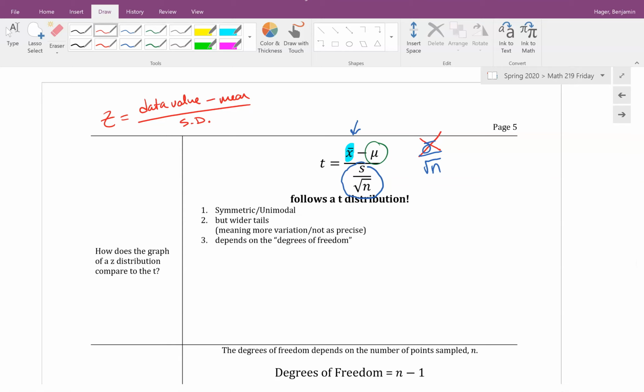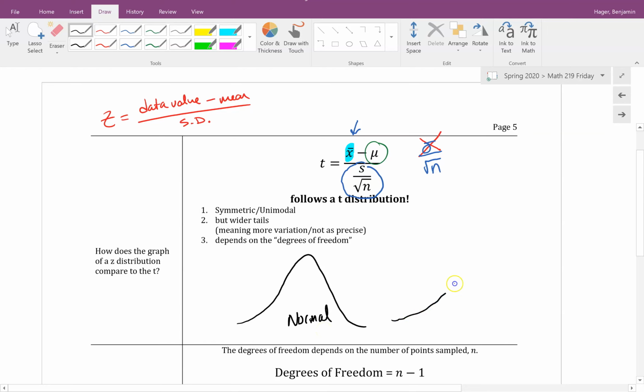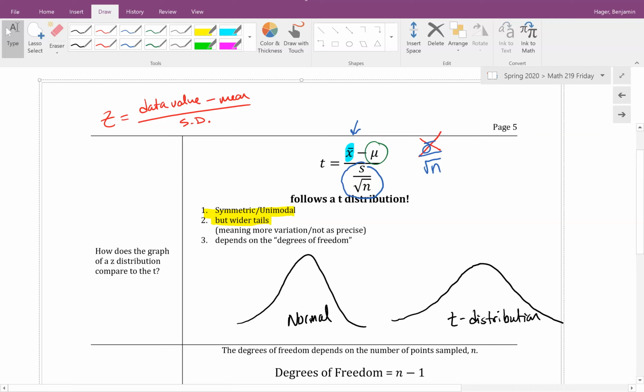Now, the difference between these: if you've got a normal curve, it's bell-shaped. This is normal. The t-distribution is similar, it's just wider. So it's still symmetric and unimodal, but it has wider tails. And what we've hinted at earlier is that when you have wider tails, you've got more spread, and so there's more variation. It's not quite as precise.